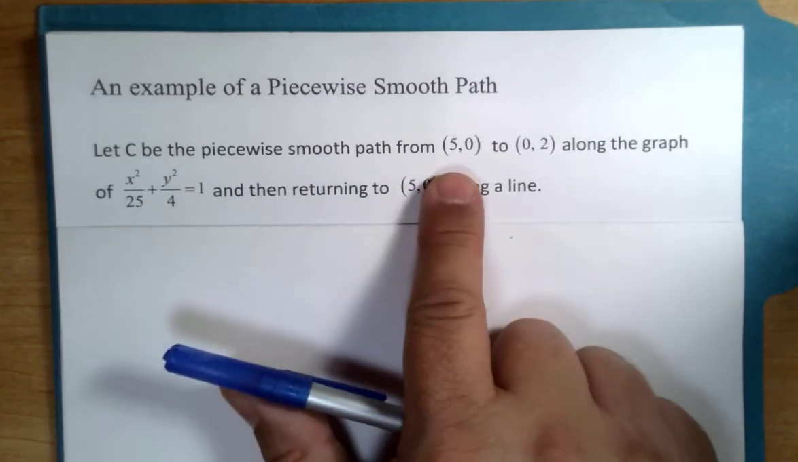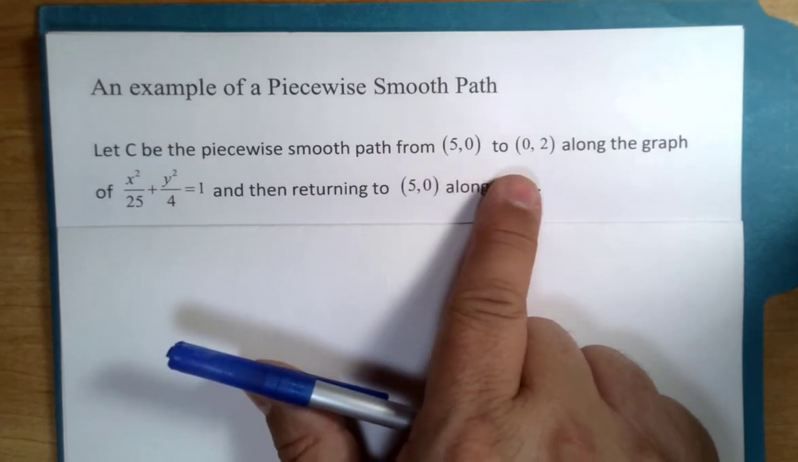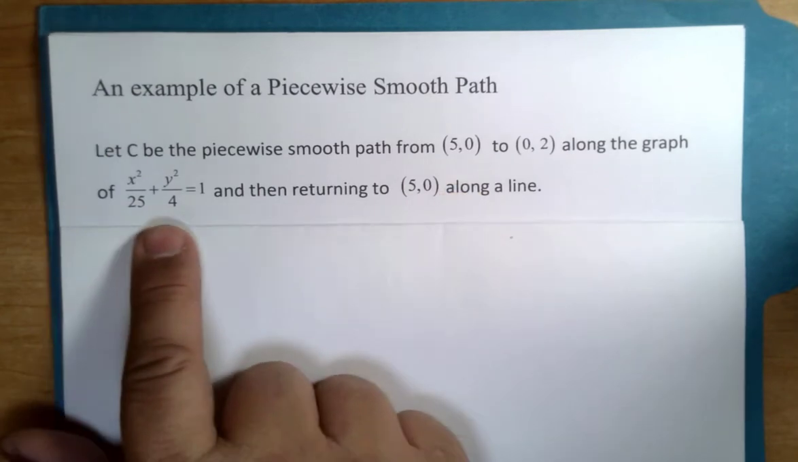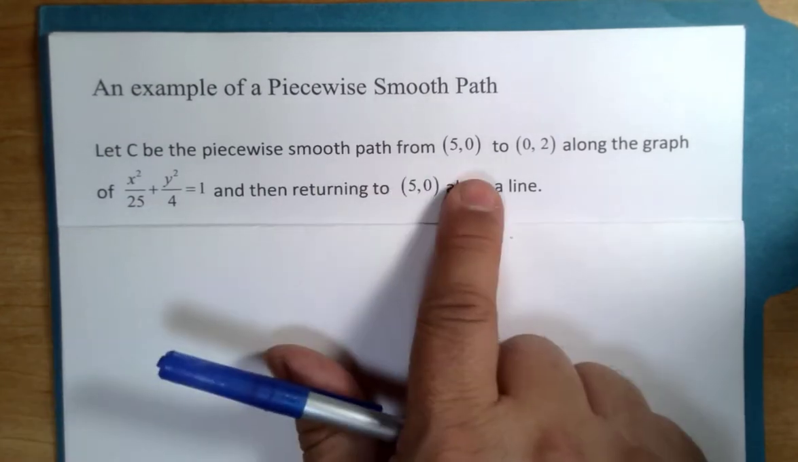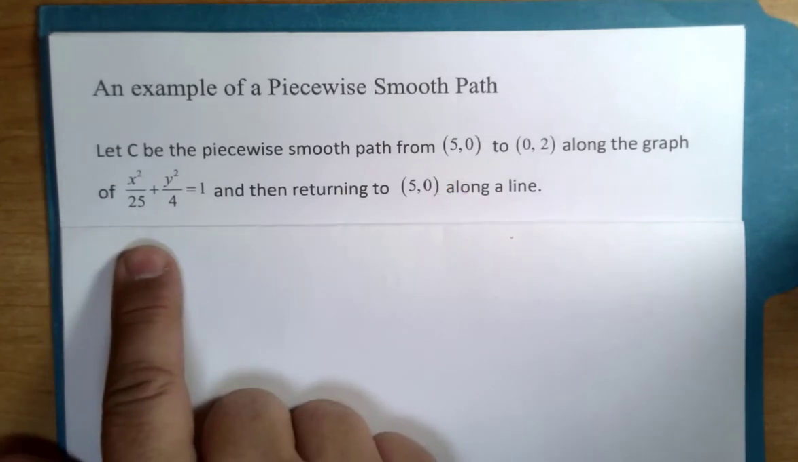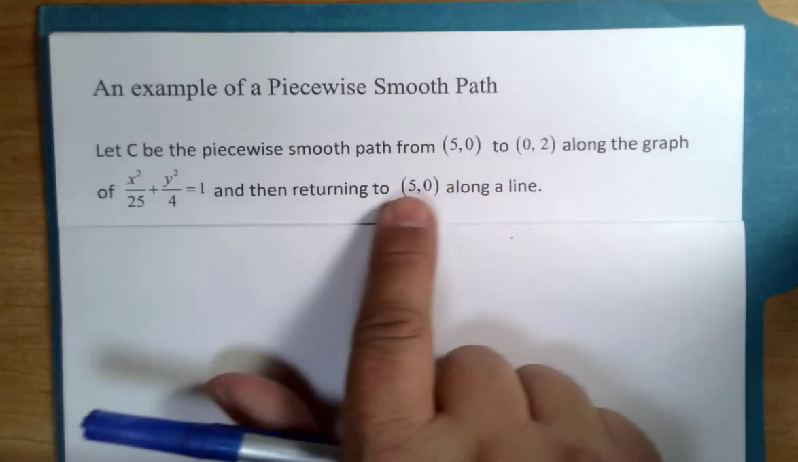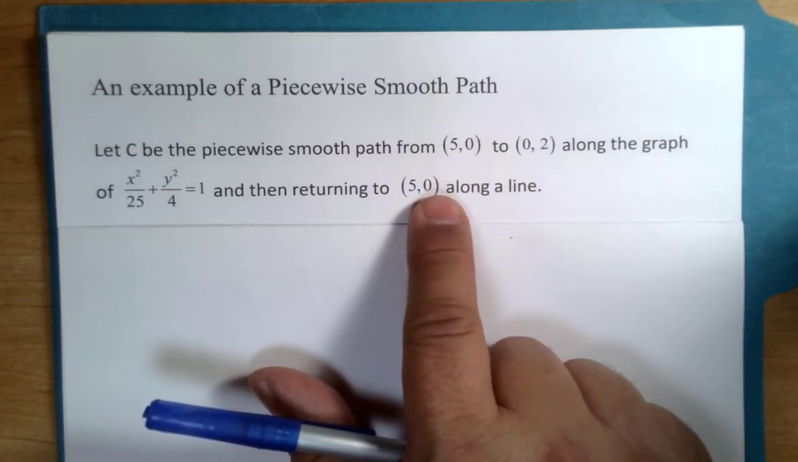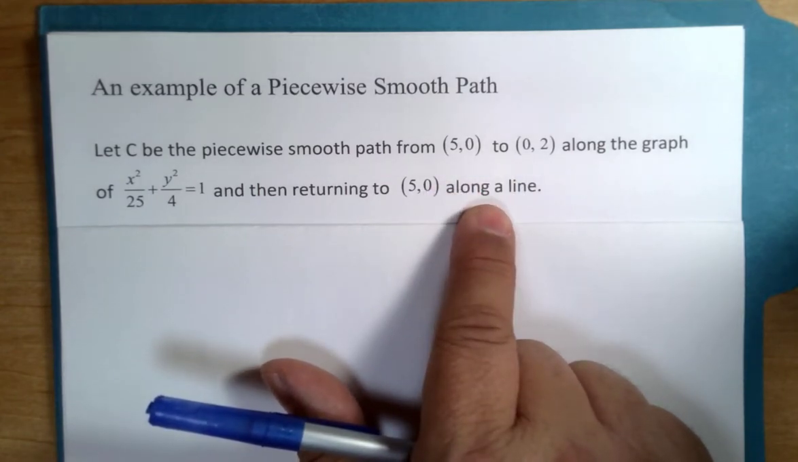We're going to start at the point (5, 0) and go to the point (0, 2). These are x and y values, and we're going to go along this graph. This graph would be an ellipse, and I'll show you that these points are indeed on this ellipse in just a moment. And then once we get to (0, 2), we're going to return to this starting point, but we're going to return along a line.